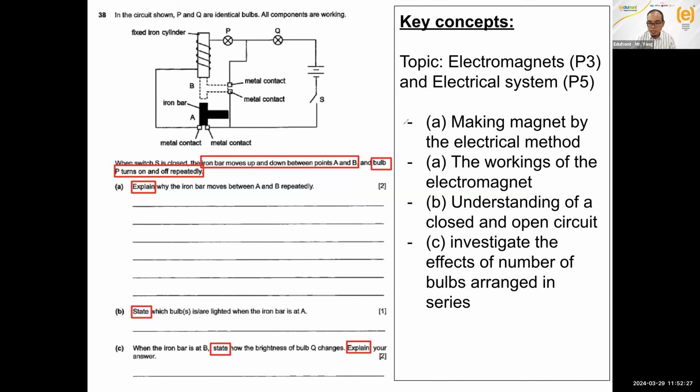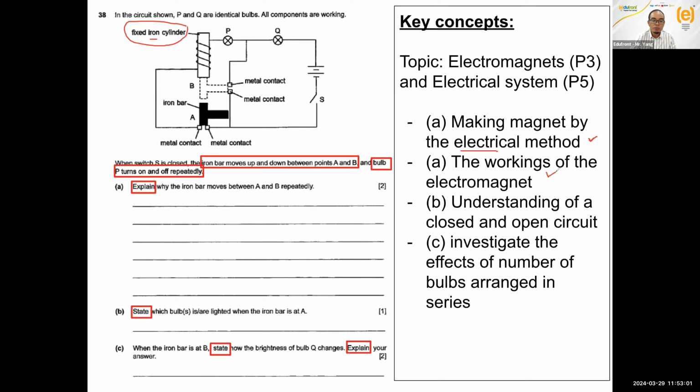What concept? Number 1, you must know how to make magnets using the electrical method. If you have forgotten, problem. Remember, there's another way to make magnets using the stroking method, right? But in this particular question, they're asking you how to make magnets. When they say make magnets, which magnet are they talking about here? This iron cylinder. The iron cylinder here is not a magnet. It is iron, right? How do you magnetize it? How do you make it into a magnet? Okay, so you need to understand this concept.